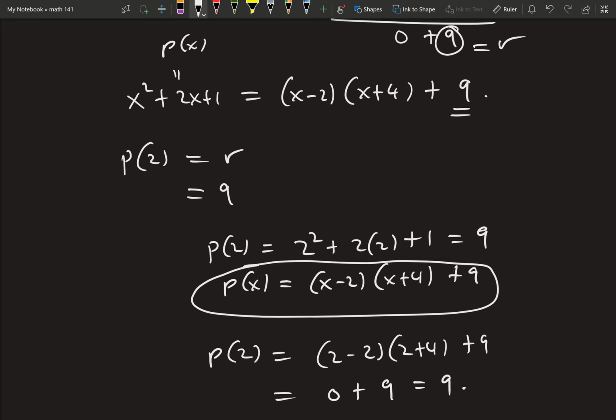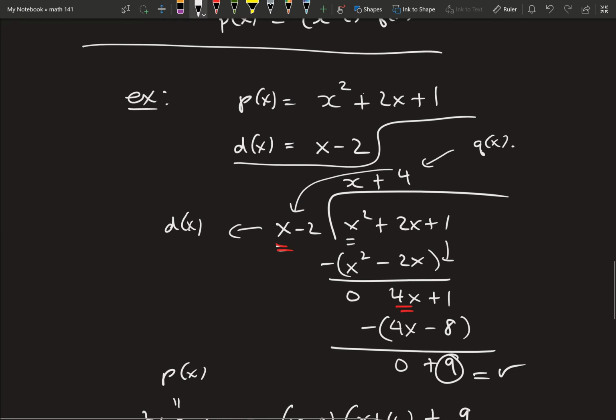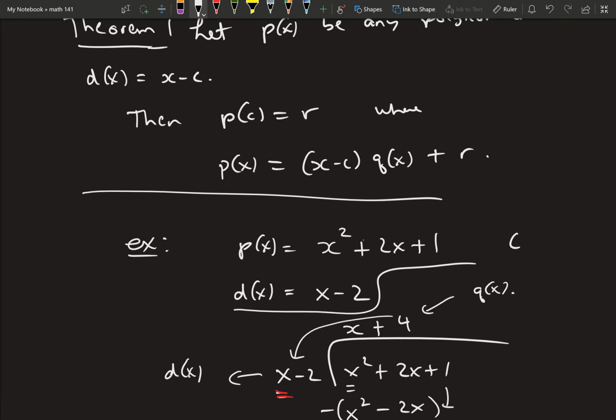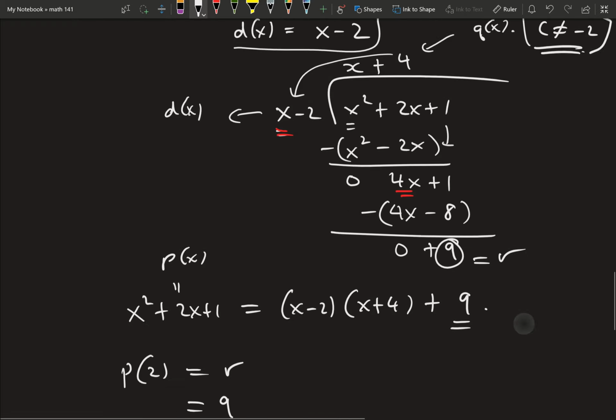Okay, so this is an illustration of this particular theorem: if you're dividing by x minus c, then if you plug in c, you get the remainder. Notice, by the way, c here is 2. C here is positive 2. It's not negative 2. Just be a little careful about c. C is always the opposite of the sign that is present there. So c is not equal to negative 2. This is very important. It's a very common error. C is the opposite of the sign given in d of x.